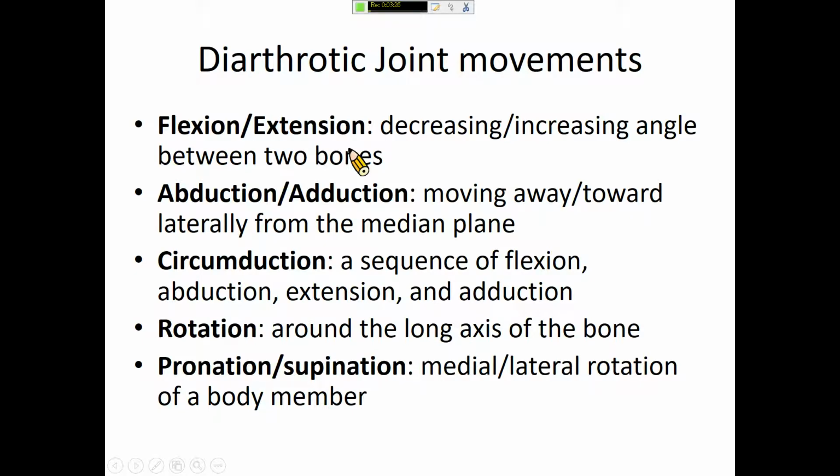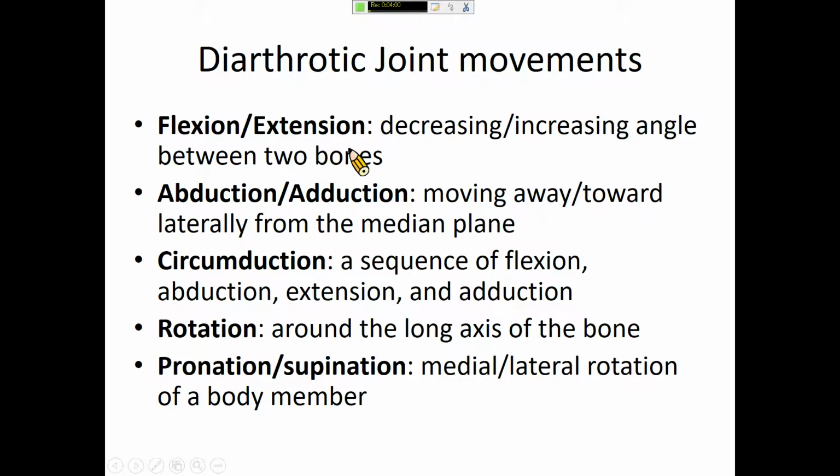So I'm now extending my arm at the elbow. I'm flexing my arm at the elbow. Extension, flexion at the elbow. No, for all the joints, this is a common definition.